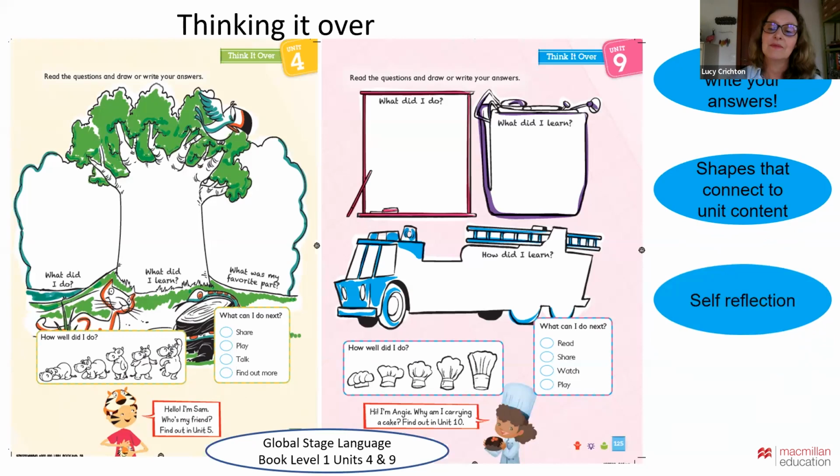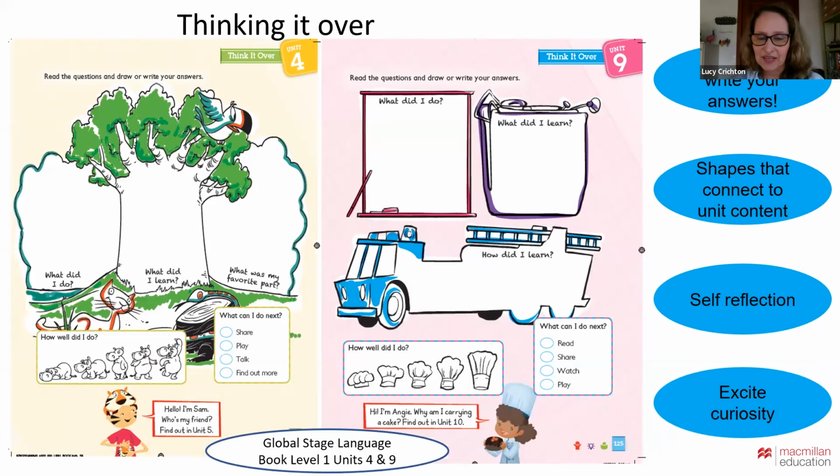So yes, the shapes connect to each unit content. It's about self-reflection. What can I do next? How did I do? And then finally, exciting curiosity, where there's a little cartoon at the bottom asking them to try and find something in the next unit, yeah? So I find all these things very, very supportive and developmentally appropriate for our students.